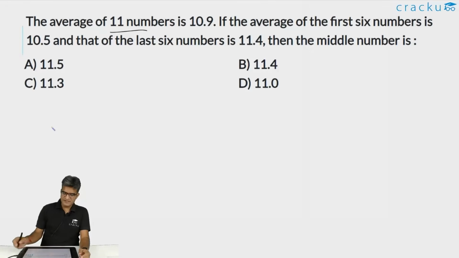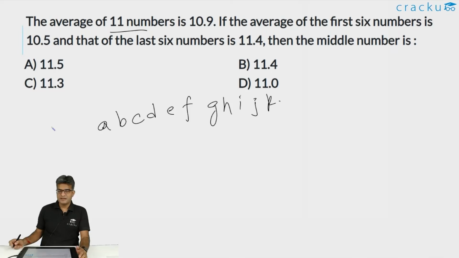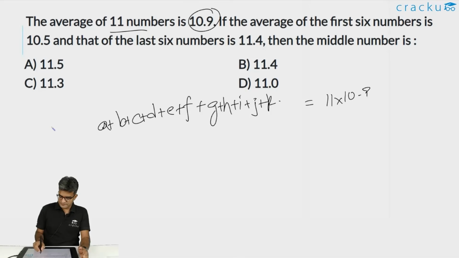The average of 11 numbers is 10.9. So we have 11 numbers. Let us assume that the numbers are A, B, C, D, E, F, G, H, I, J and K. The average of these 11 numbers is 10.9. So what is the total of these numbers? What is the value of A plus B plus C plus D plus E plus F plus G plus H plus I plus J plus K? This will equal 11 into 10.9, which will be equal to 109 plus 10.9. Basically 10.9 into 10 plus 10.9, this is equal to 119.9.